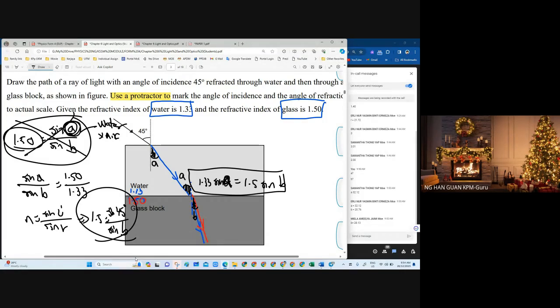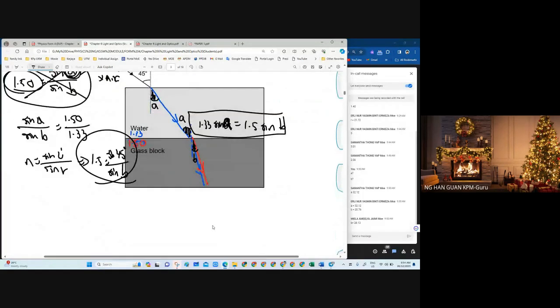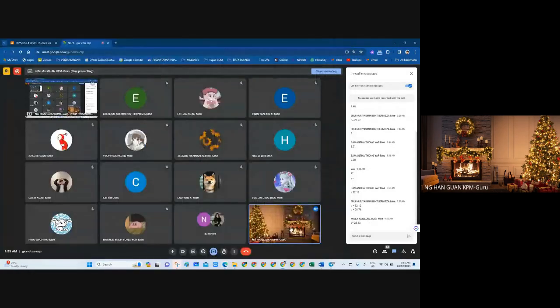Because when the ray comes out into the air again, it will go back to 45 degrees here. Then this is the angle B. So with this, you can apply n equal to sin i over sin r. So sin 45 over sin B, you will get the same answer, 28.13. Okay, so thank you Mira for your answer. So is it okay or not for this question? If yes, please raise your hand.